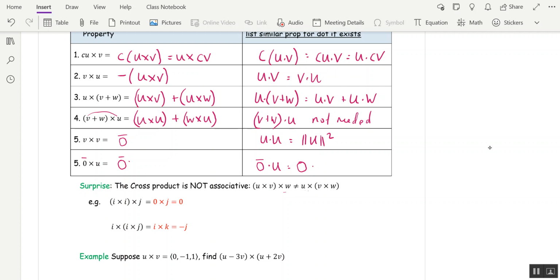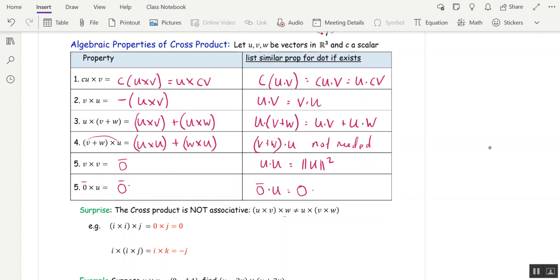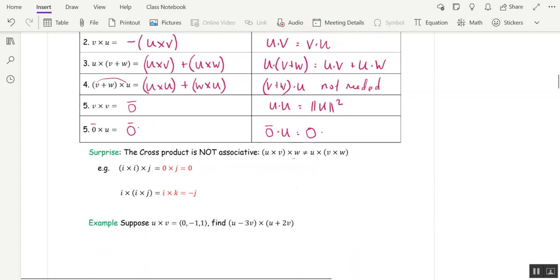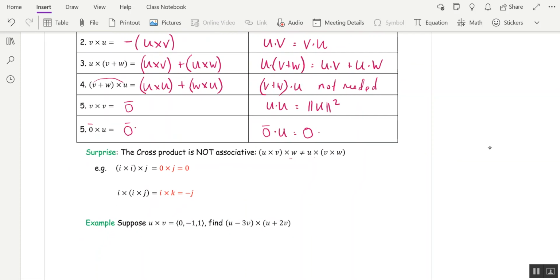So that's why I'm so careful up here with using those parentheses, because it really does matter what operation you do first. And so here's an example where I take i cross j, and I don't get i cross j. So I just moved the parentheses and I got two different things, 0 versus negative j.